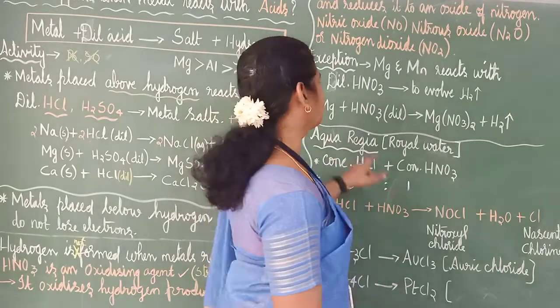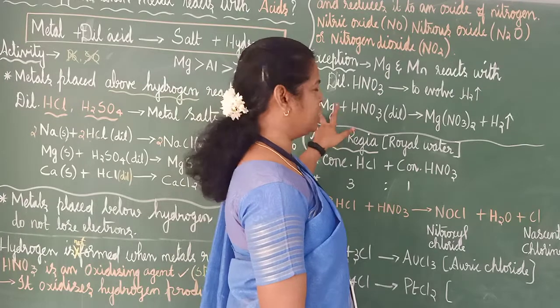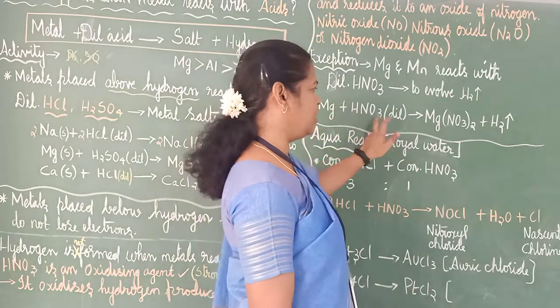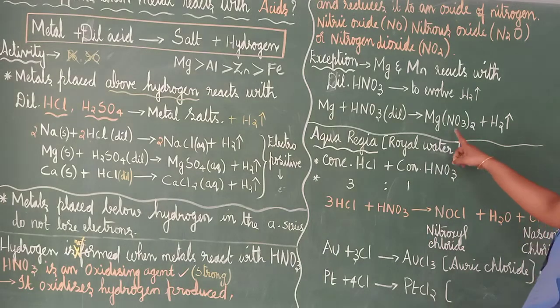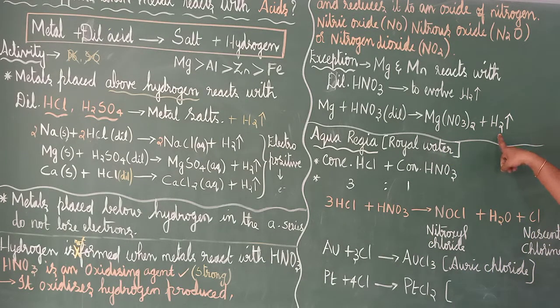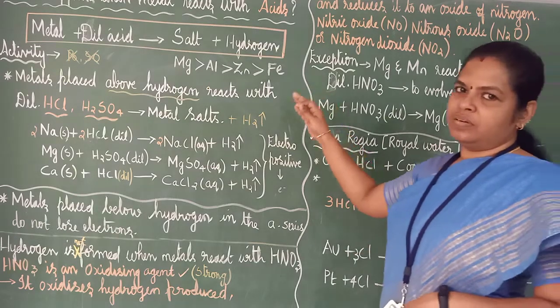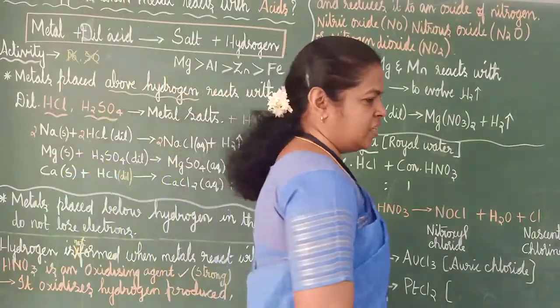Good, no? So Mg plus HNO3. Mg is magnesium plus dilute HNO3. When it reacts, what will be the product? Magnesium nitrate. Okay, magnesium nitrate plus hydrogen. One example I have given. So this is what happens when metals react with what?